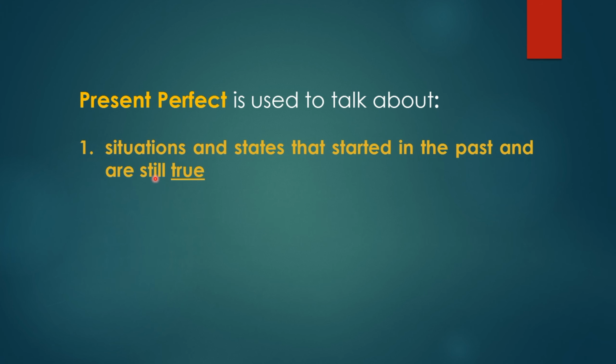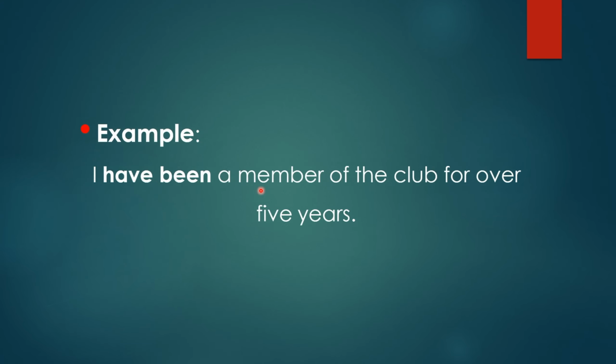Let's see some examples. 1. Situations and states that started in the past and are still true. Like, I have been a member of the club for over 5 years. Well, actually, being a member of the club is something related to the past, but the person is still a member of the club.